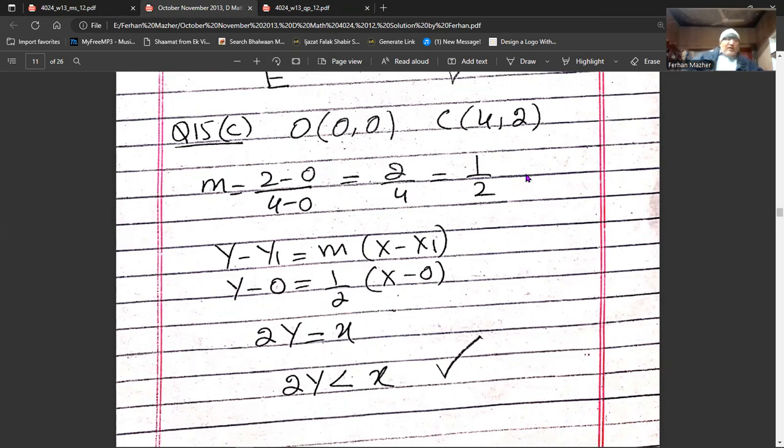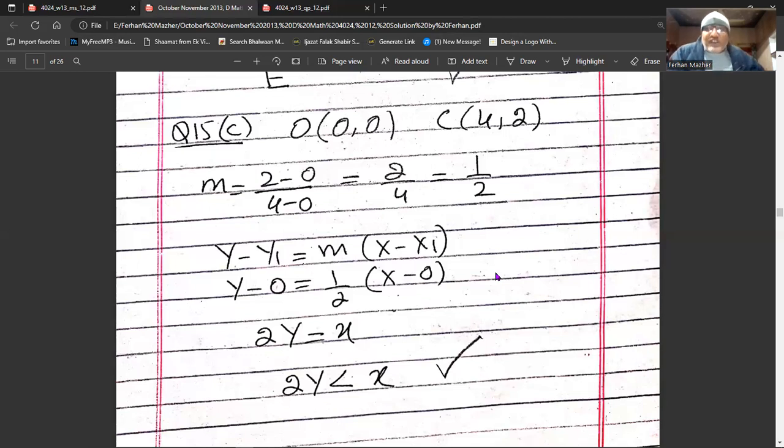The formula for finding the equation is y minus y1 equals m into x minus x1. So for x1, y1, I will use 1 point. I'm going to use 0, 0, and m is 1 by 2. So you will have y minus 0 equals 1 by 2 into bracket x minus 0. So you will have, bring this 2 to this side, 2y is equal to x, because we want the area which is below this line.